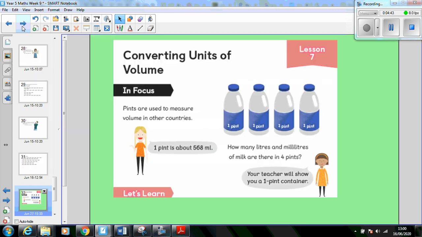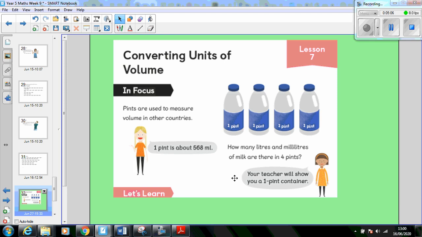Okay, and the final task is an extension task. So you might have noticed many things being measured before in pints. So this is just getting used to converting between pints and millilitres. It says here your teacher will show you a pint container. Sorry, I can't do that, guys. It's the smallest milk container that you can get. It's one of the pints.